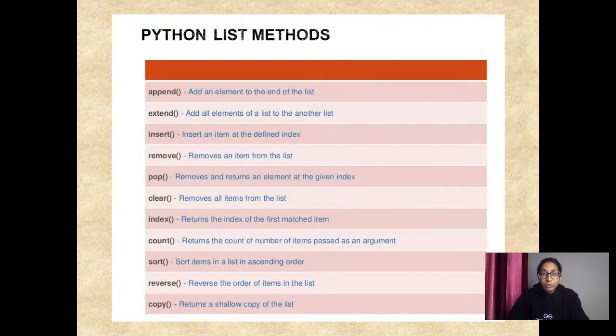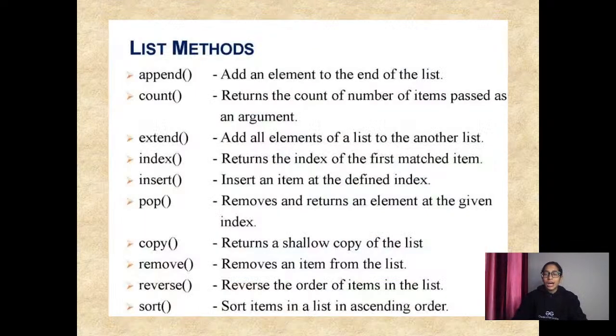So append means we add an element. Extend means we add all the elements. Insert is only and only at a defined index. Remove removes an item from your list. Pop is to remove and return an element. Clear is to remove all the items from the list. Index returns the index of the first match. Count returns the count value. Sort sorts the items in ascending order. Reverse reverses the ordering, and copy makes a shallow copy. So these are all the list methods.